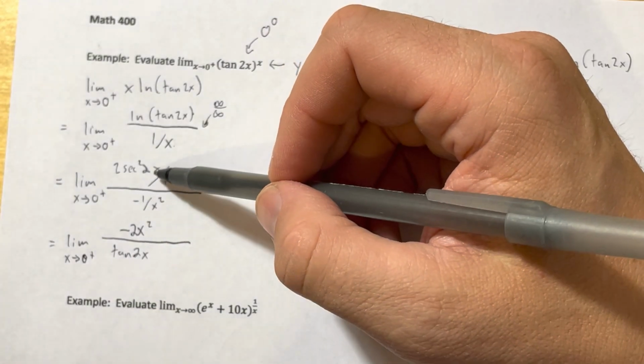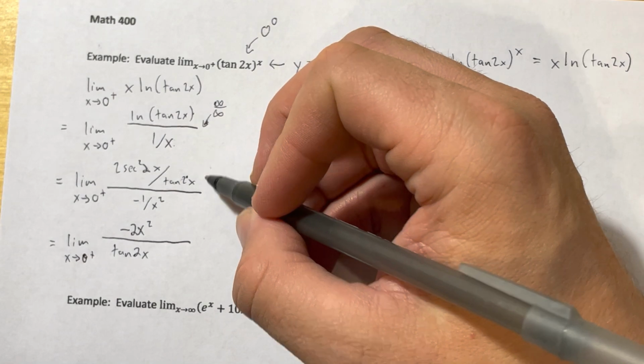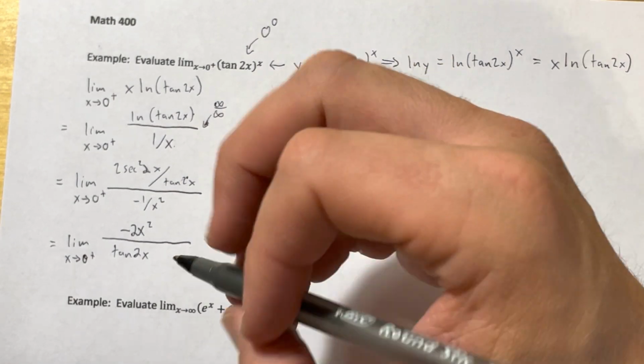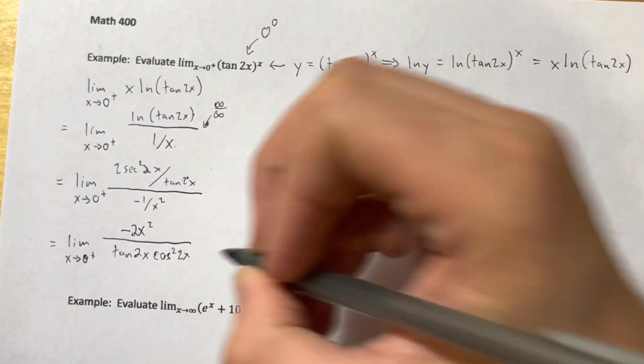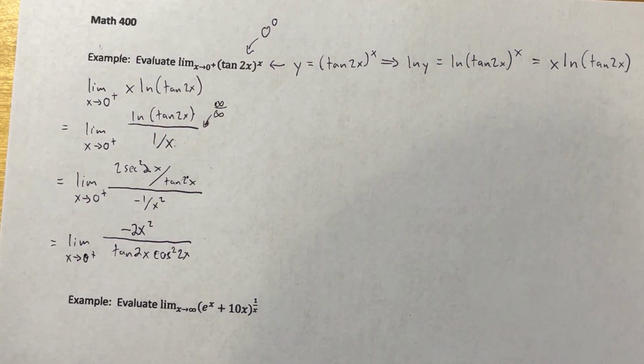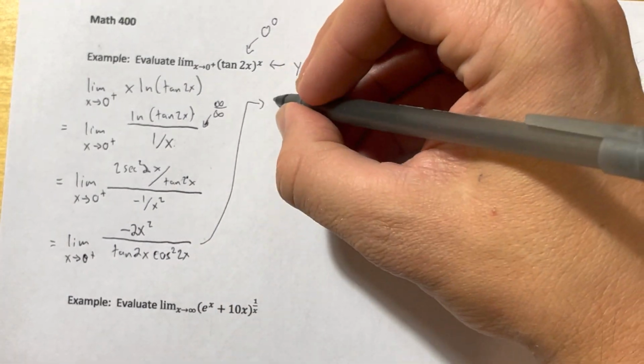Secant squared of 2x. But secant squared of 2x is the same thing as 1 over cosine squared of 2x. And then I can, once again, multiply numerator and denominator by cosine squared of 2x to move that down here, cosine squared of 2x. So I did a lot of simplifying all in one step here. And I have a little bit more simplification that I can do.